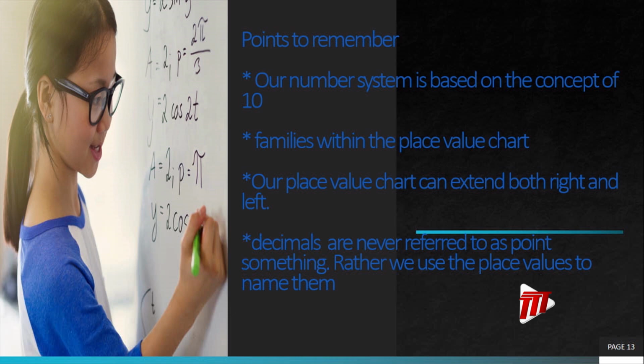Decimals are never referred to as point something. Rather, we use the place values to name them. So I will never say 0.7 when I have a 0, a point, and a 7. Rather, I would say 7 tenths. So this is the start. We're starting back from place value, but we're going to go forward in learning.